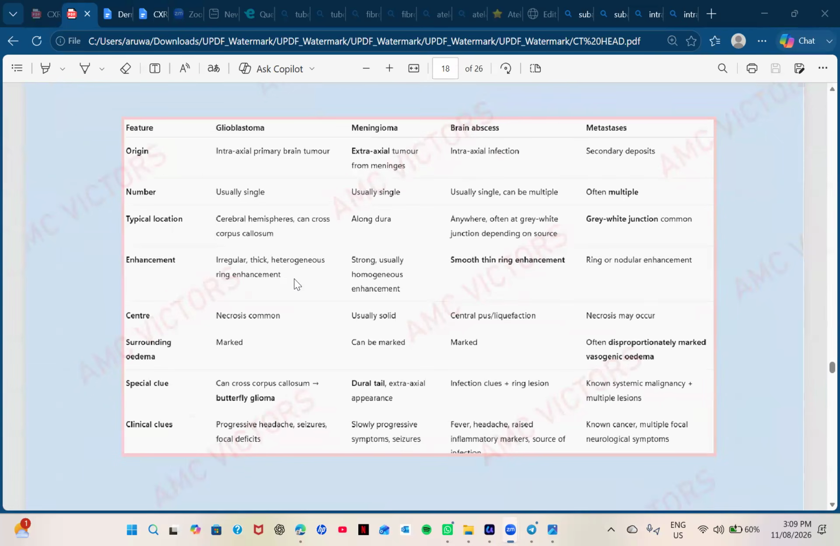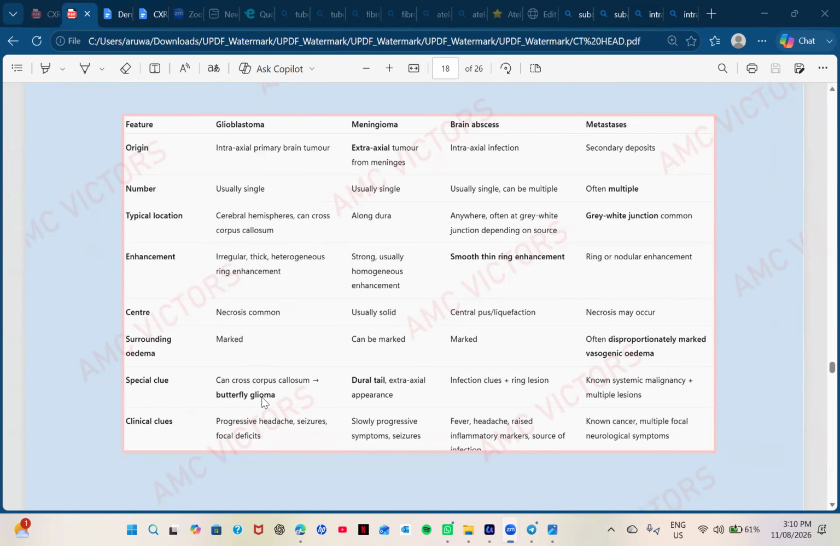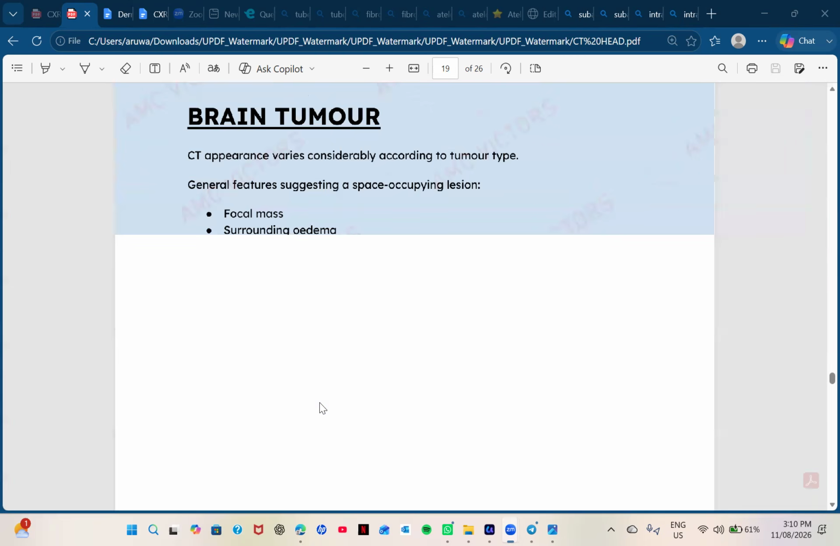So let's first discuss glioblastoma. Glioblastoma origin is an intraaxial primary brain tumor. Location is the cerebral hemispheres, and it can cross the corpus callosum, right? Enhancement is irregular, thick, heterogeneous ring enhancement. Central necrosis is common here. The surrounding edema you can see here. And the special clue is that it can cross the corpus callosum, and you can see the butterfly glioma. So how does the butterfly glioma present?